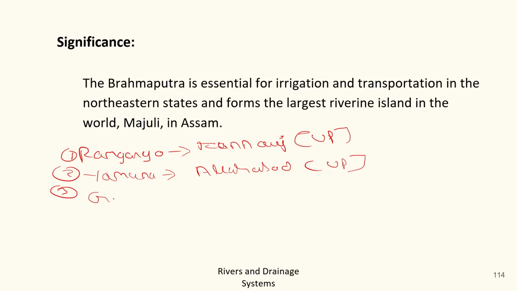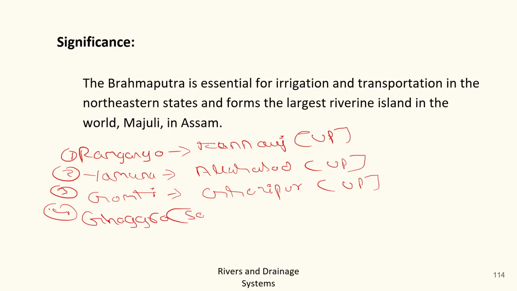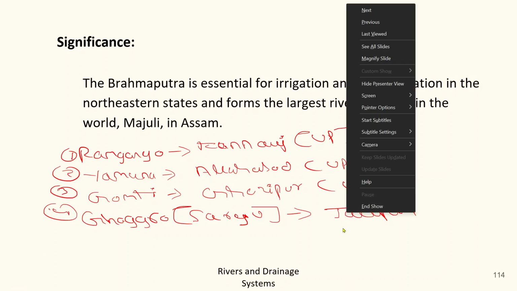Third is Gomti River, which meets Ganga at Ghazipur, UP. Thereafter, the fourth is Ghagra River, which is also known as Saryu River. Saryu River meets Ganga at Jaunpur. Okay. Sorry, not Jaunpur. Basically, Chhapra.